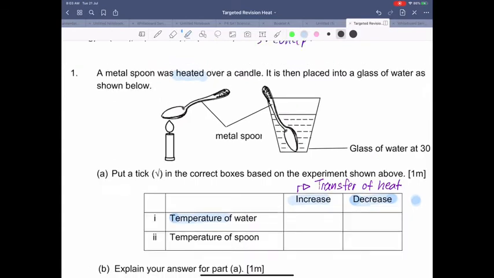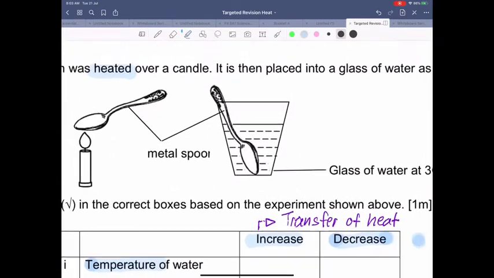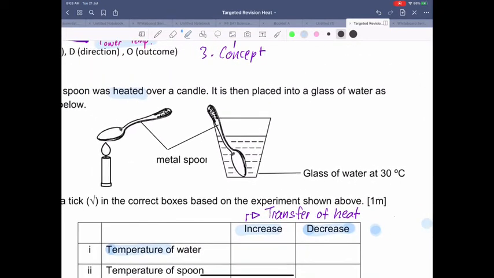So, looking at this question, they're asking you, alright, the temperature of water, did it increase or decrease? So, I need you to imagine that you are the water, alright? If they're asking about the water, you need to be the water. And then you ask yourself, okay, am I going to increase or decrease in temperature? Now, if I'm the water, and using the key idea of heat transfer, I would know that I should be gaining heat in this case. Alright, why is that so?